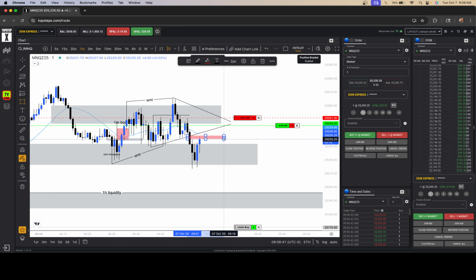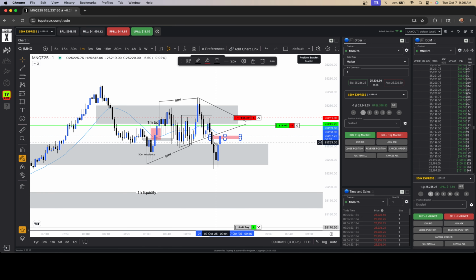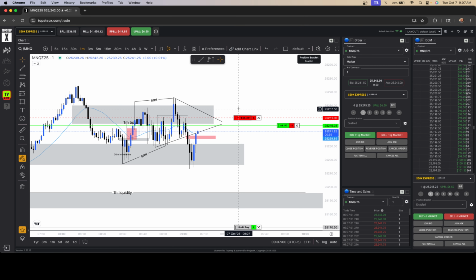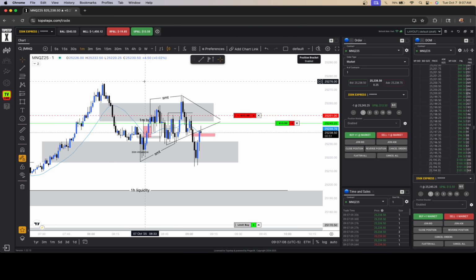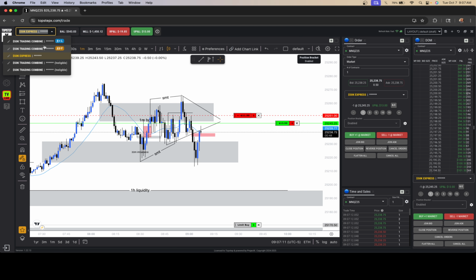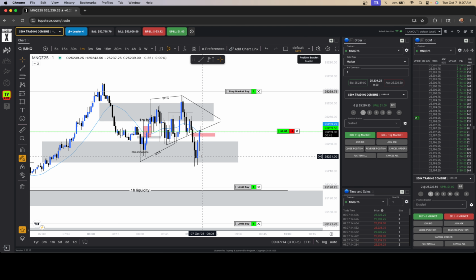It'll be nice if we could reject out of this imbalance and go lower. But we have kind of like equal highs up here as well. So if we don't reject, we could just go higher and take out the highs, unfortunately. So this is kind of the moment of truth. Do we sweep and then take the highs out, or do we reject from this push down and go lower?